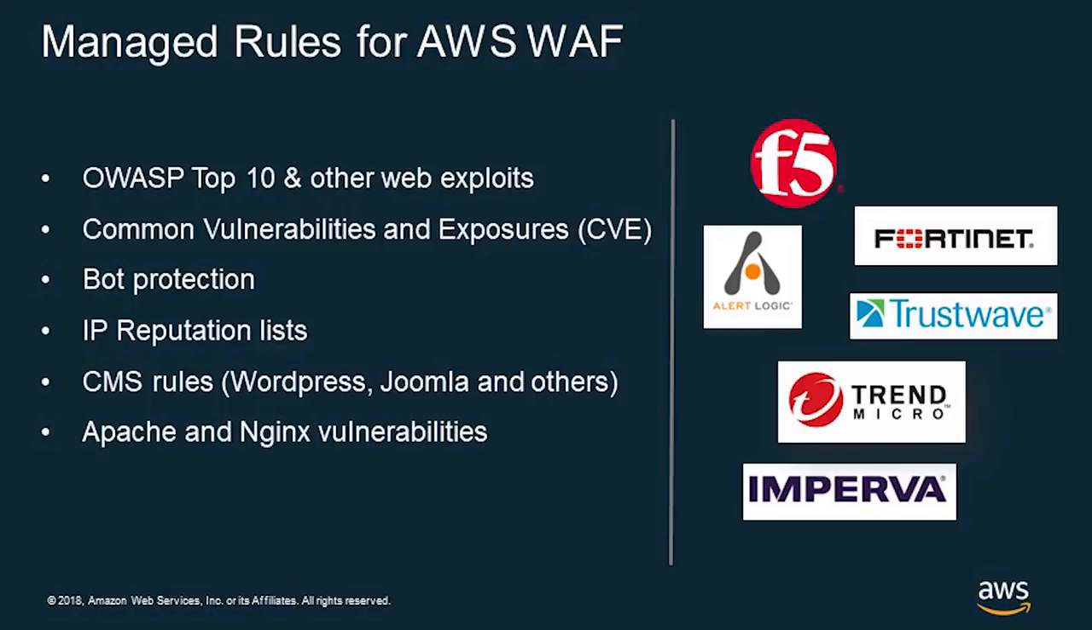For managed rules, AWS provides integrations with several marketplace vendors. Today, AWS WAF offers integrations with 6 different vendors, and each of these vendors provides several marketplace products, and each of these products are rule groups or rule sets, which provide protections like OWASP Top 10 or protection against common vulnerabilities or zero-day attacks, or even bot protection or IP reputation lists, and so on.